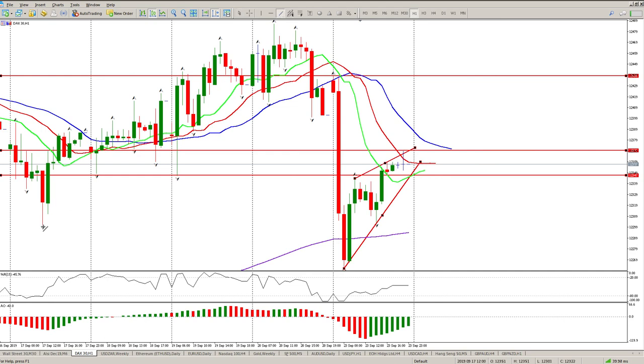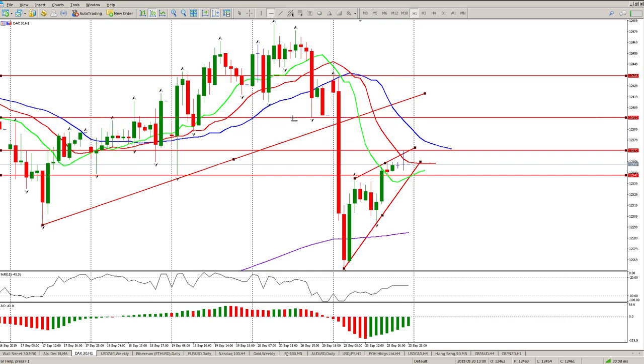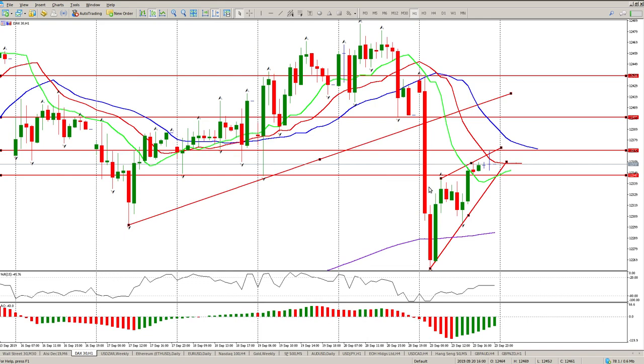I'm looking for a wedge break, or alternatively the wedge turning into a channel and coming all the way up to somewhere around 12,400 for an entry short, and then the stop is pretty much going to be above the previous high of last week. Okay, anyway guys, that's it for me today. Looking like more shorts to come.